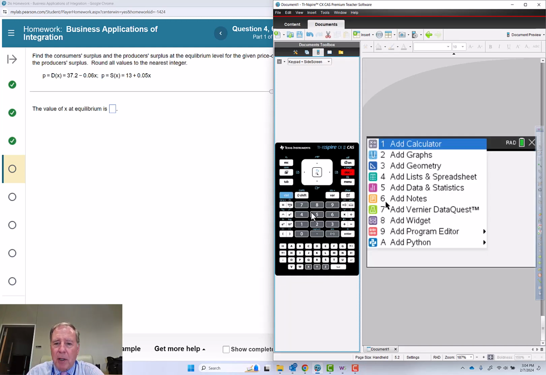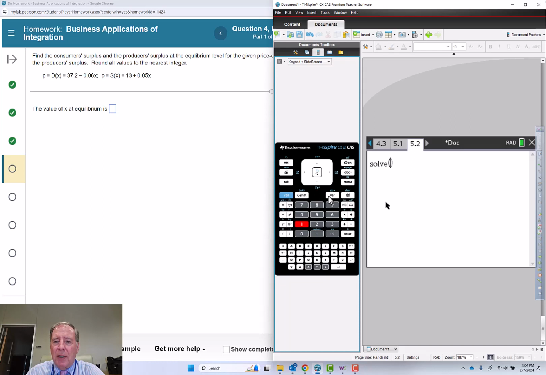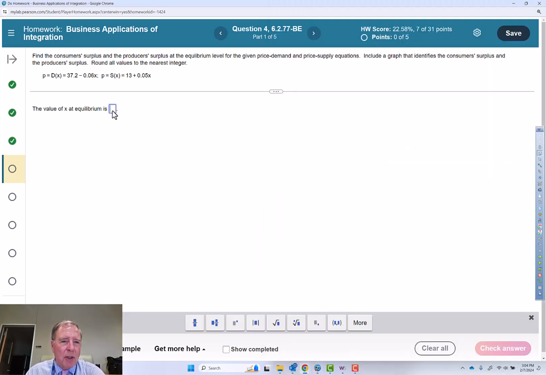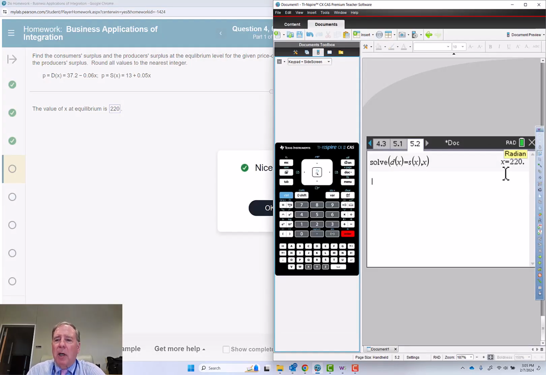Control Doc for plus page, calculator page, menu 3 for algebra, 1 for solve, and I'm going to set the demand and the supply equal to each other. And I'm solving for x, except I need to get it out of that. So outside that parenthesis then, comma x. So I know that my equilibrium amount is 220, and that's what they want right here. So I'm going to go ahead and put that in. 220. We'll check that answer. Nice work.